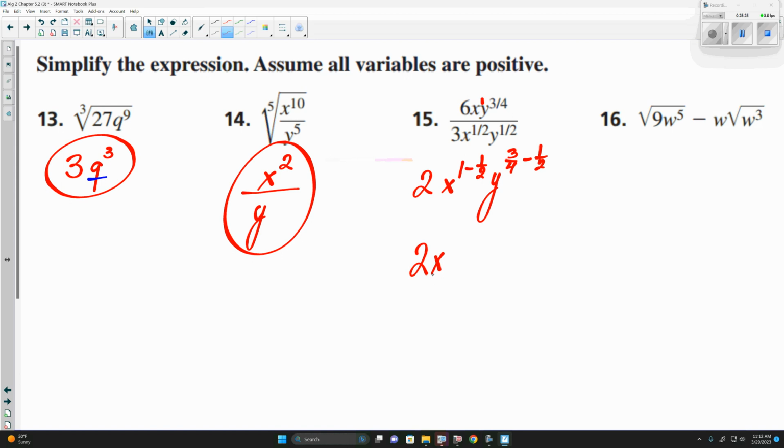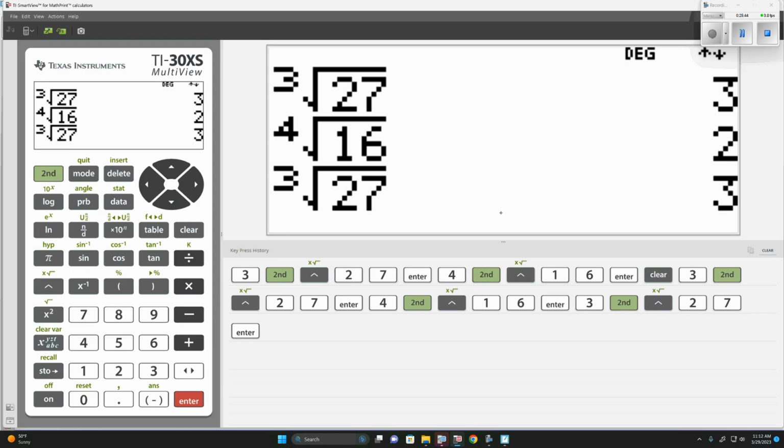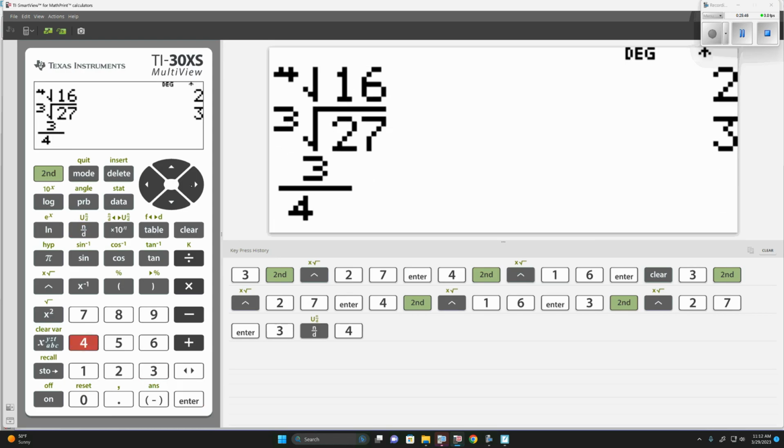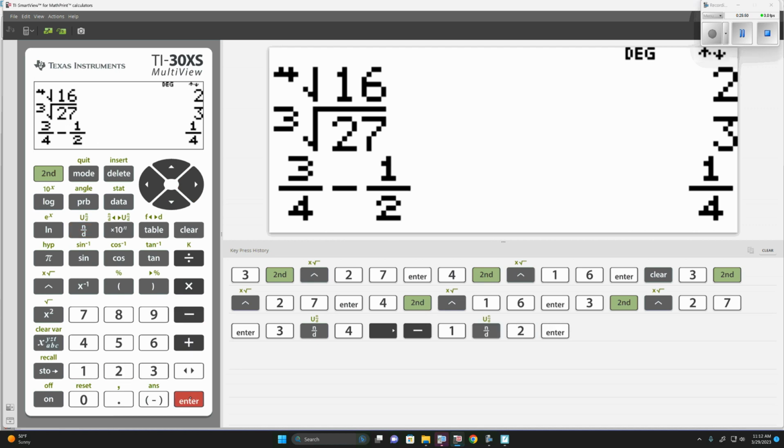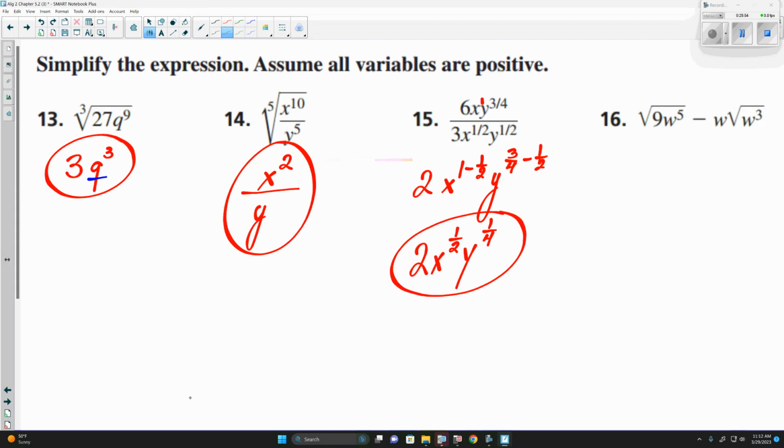Now the last thing we need to do is simplify this. So we're going to do 1 minus 1/2. And 1 minus 1/2 is 1/2. 3/4 minus 1/2 is 1/4. And we could do that in a calculator. We could say 3/4 minus 1/2 is 1/4. And that there's the final answer.